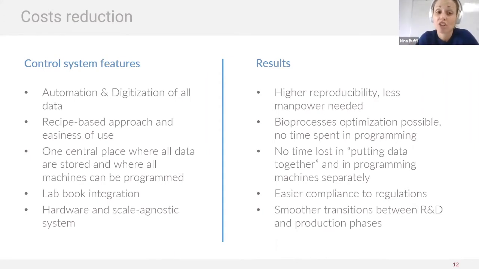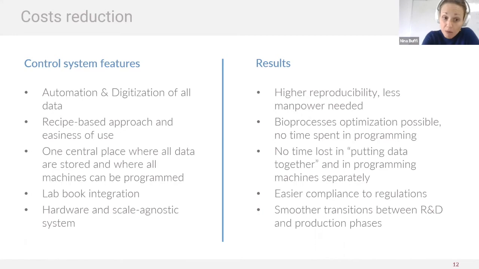And think about, especially in cultured meat, where we need to reduce costs. To reduce costs, we need to have optimal bioprocesses. So you need a control system that allows you to do that. Also, if you have a system that allows you to have all the data in one place, you are not losing time in putting data together or in programming machines separately. This is also very important. And by not losing time, you're also not losing money, right?